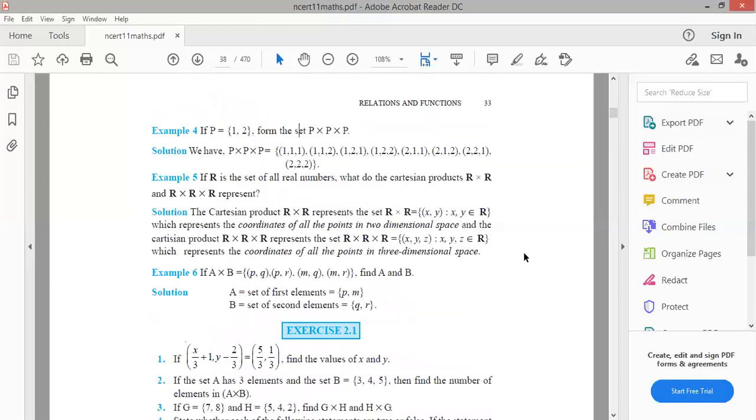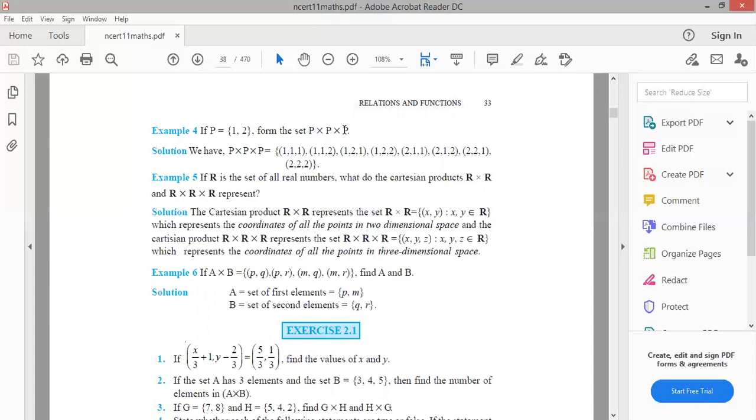We will go to the concept of the triple product, as we have seen above. For example, we have a set P equal to {1, 2}. We are supposed to find P cross P cross P. How can we find it? It's very simple. We will write here the triplets. We are supposed to first find this P cross P. That's (1, 1), (1, 2), (2, 1), (2, 2).